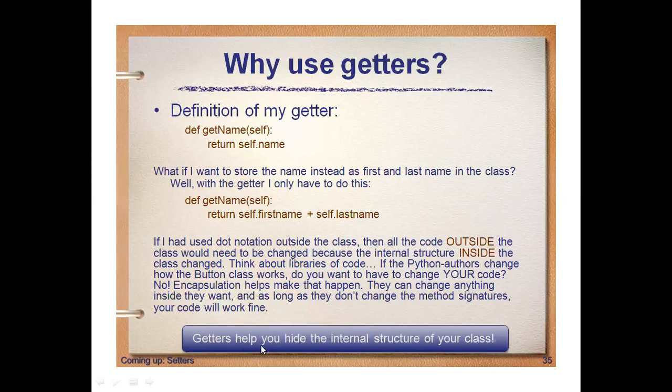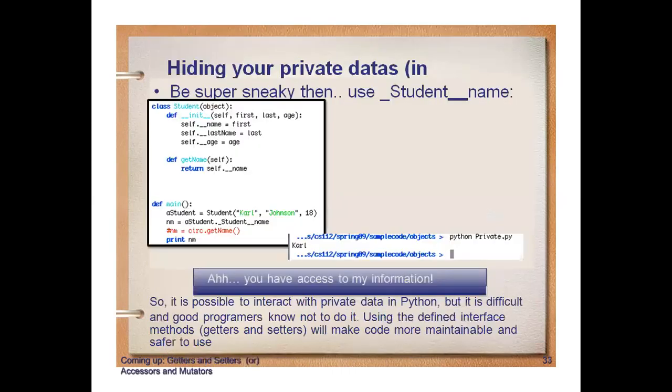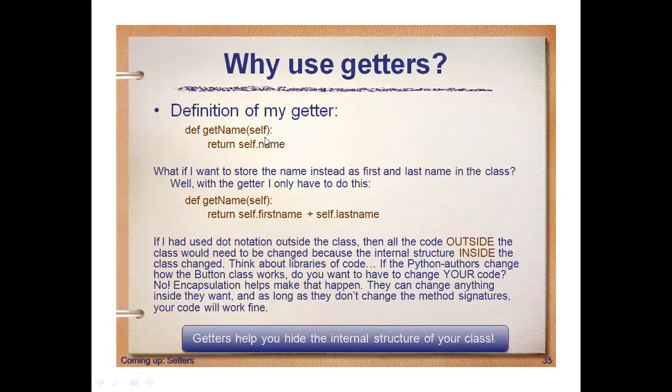So getters help you hide the internal structure of your class. If you don't want some information to be used by someone else, then you can have it. Say, for example, I have first and last. Now I require this first and last name. Then how can we access it? With the help of getters: self.first_name and self.last_name. And this has the information.